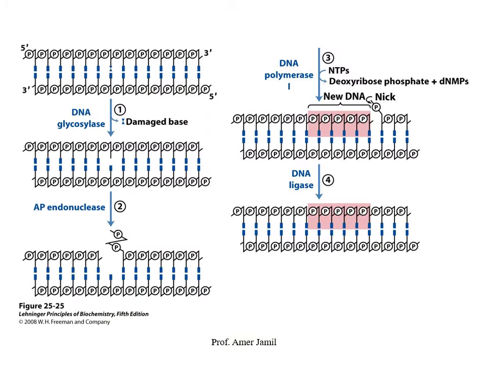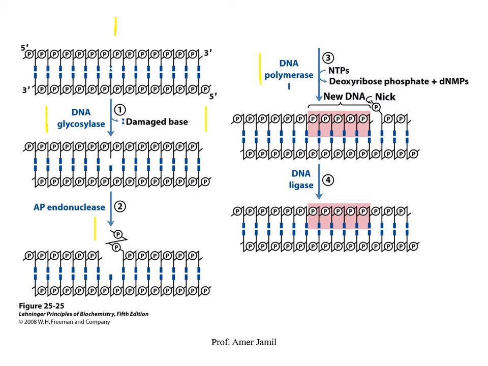So this is the damaged base. In here at this place there is a damaged base. This damaged base is removed with the help of DNA glycosylase. And then another enzyme, AP endonuclease, creates a nick at this place. So this is the second step. And then the third step is the DNA polymerase 1 enzyme.